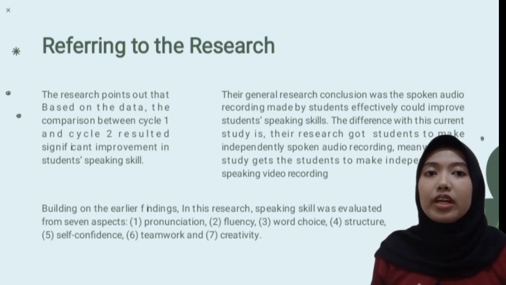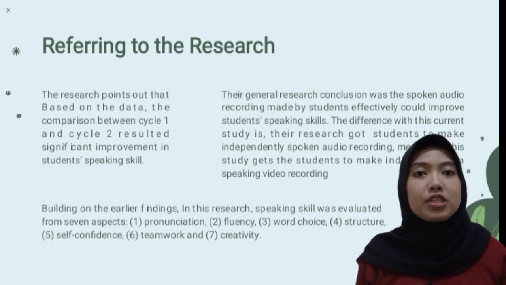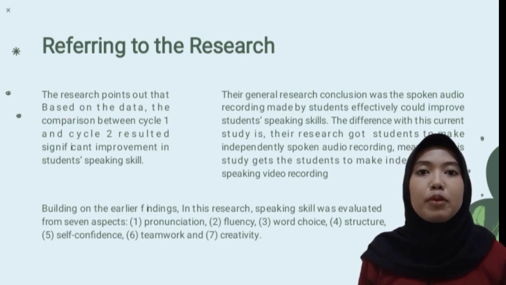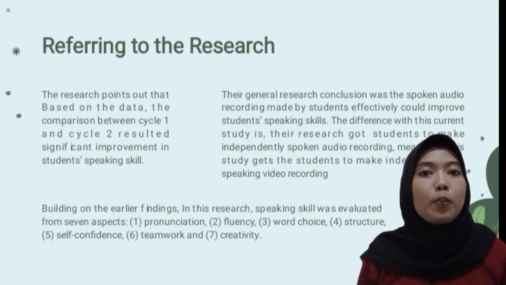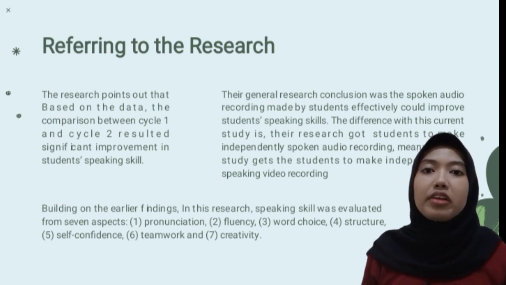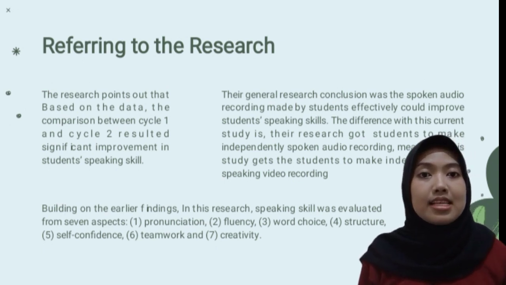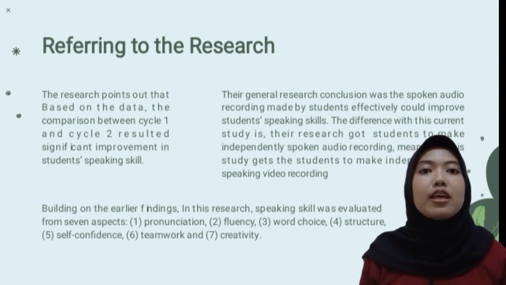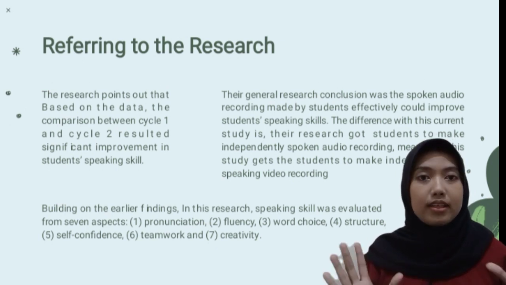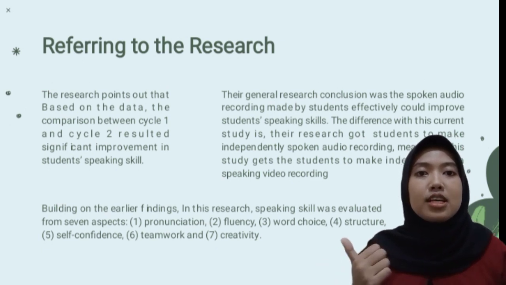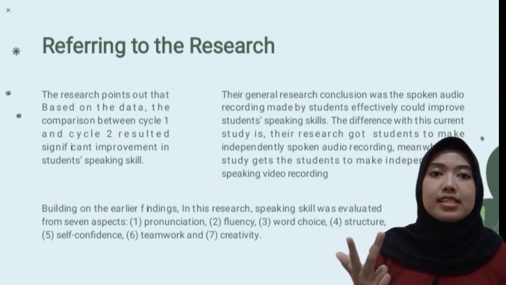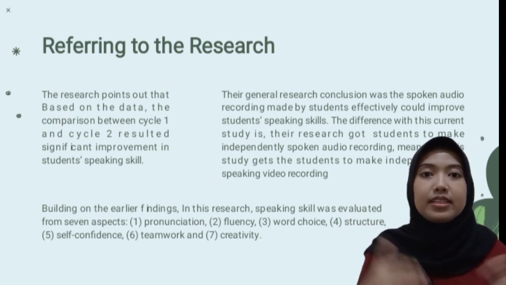Next is the reference. The research points out that based on the data, the comparison between cycle 1 and cycle 2 results in significant improvement in student speaking skill. And then, building on the earlier findings in this research, speaking skill was evaluated from 7 aspects. First is pronunciation, fluency, word choice, structure, self-confidence, teamwork, and creativity.